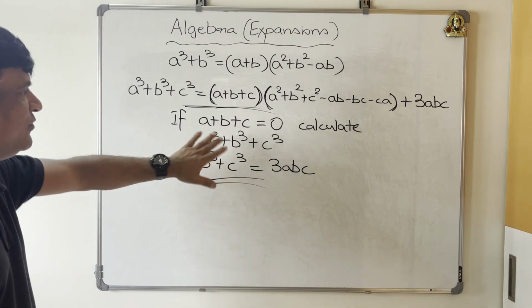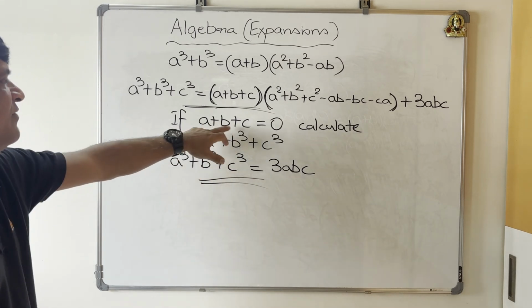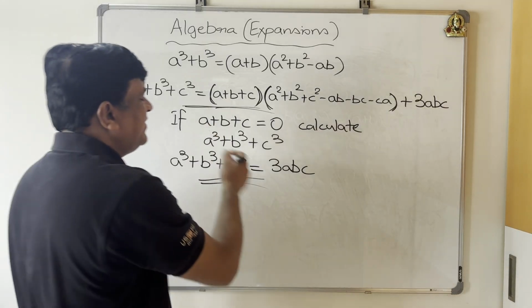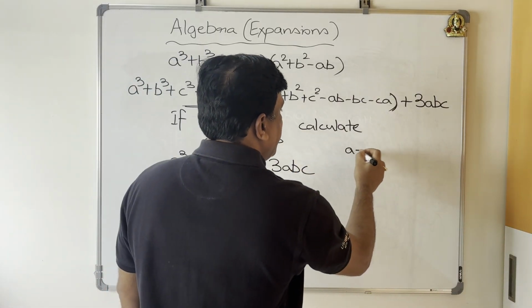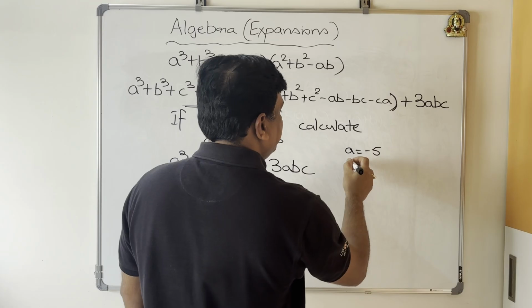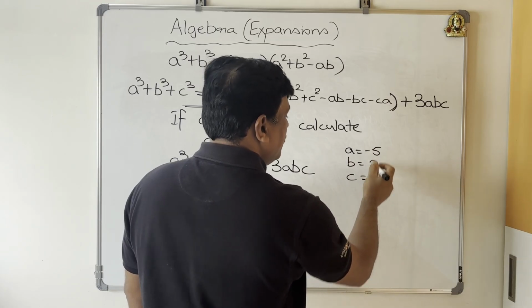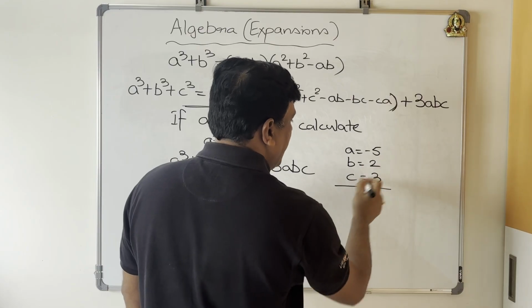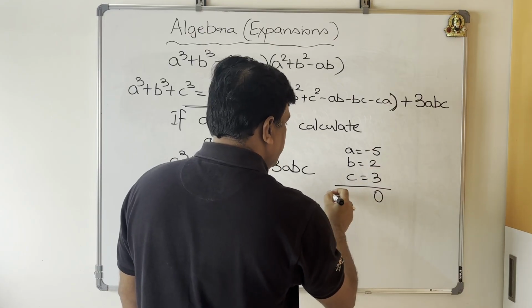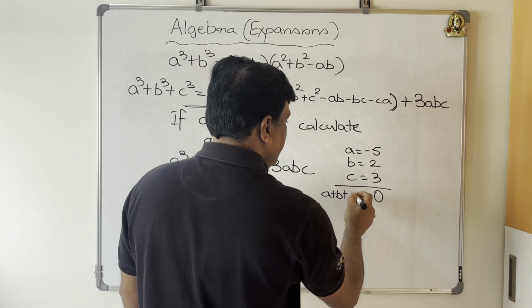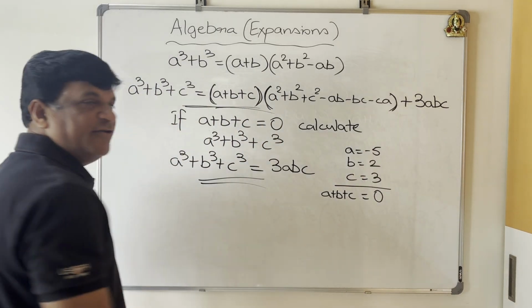If you want to see an example, let's put some values of a, b, c. Let's say a is equal to -5, b is equal to 2 and c is equal to 3. So look at it, what do you get when you add all these three? You get 0. a plus b plus c is equal to 0.